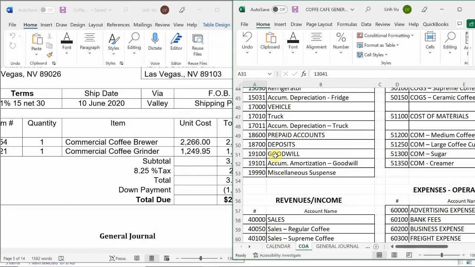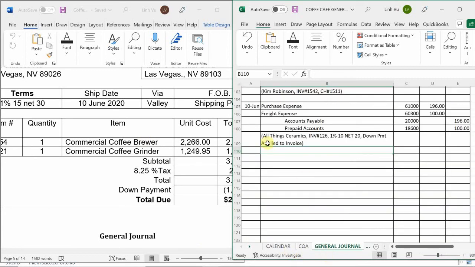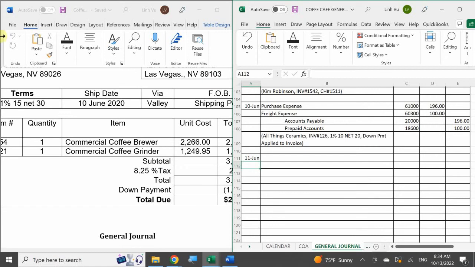And it also says that we applied our down payment. So where did we put our down payment? Prepaid? It's currently in the prepaid. So let's go ahead and journalize that. So today is the 10, or today's the 11. No, today's the 10, right?